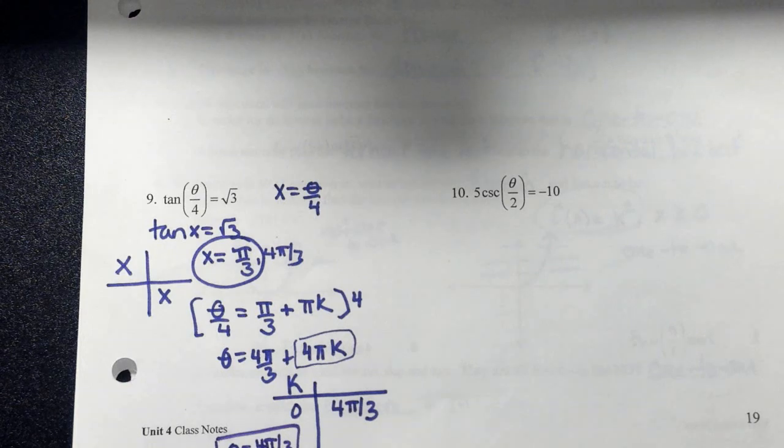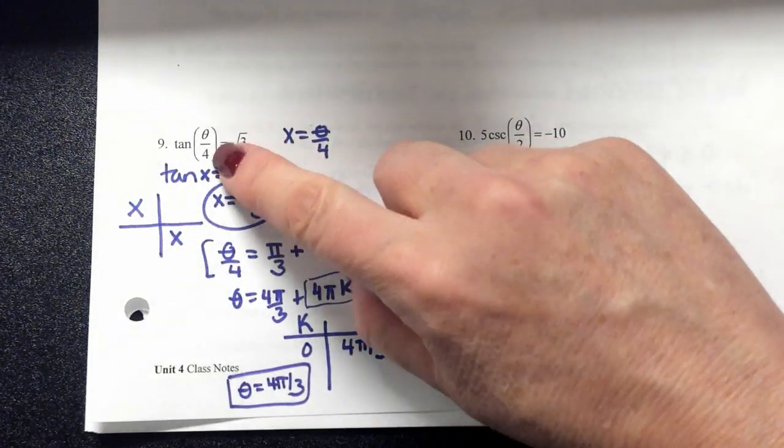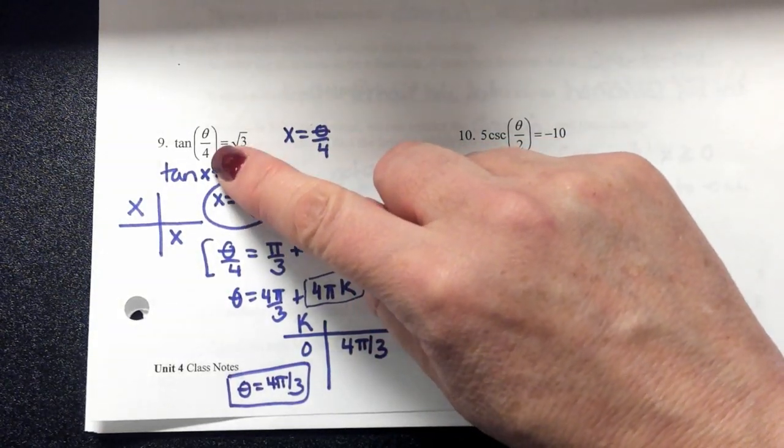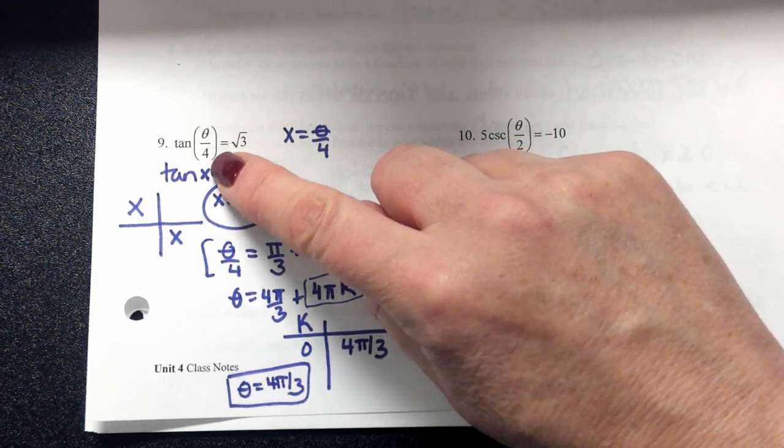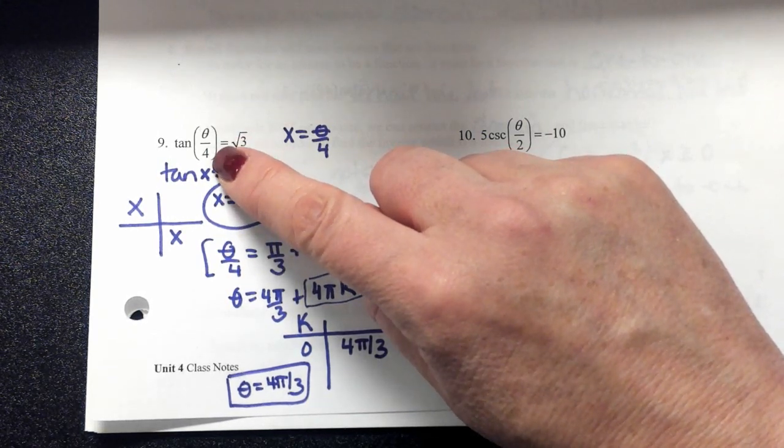Super good news. Actually, when you see that theta over 4, I know fractions usually scare you. But these are a case where the fractions will give you a lot fewer solutions. Okay?